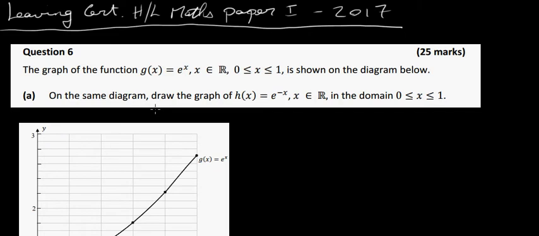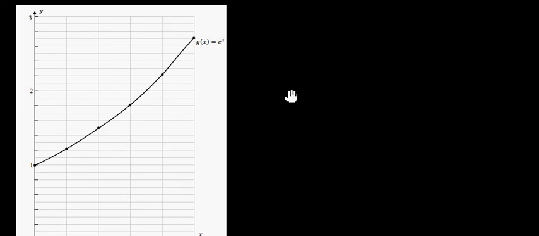On the same diagram, draw the graph of h of x, which is e to the power of minus x, in the domain x is greater than or equal to 0, less than or equal to 1. So we've got to draw e to the power of minus x. Okay, so this is our graph here, and we have another function here, h of x, and that's e to the power of minus x.